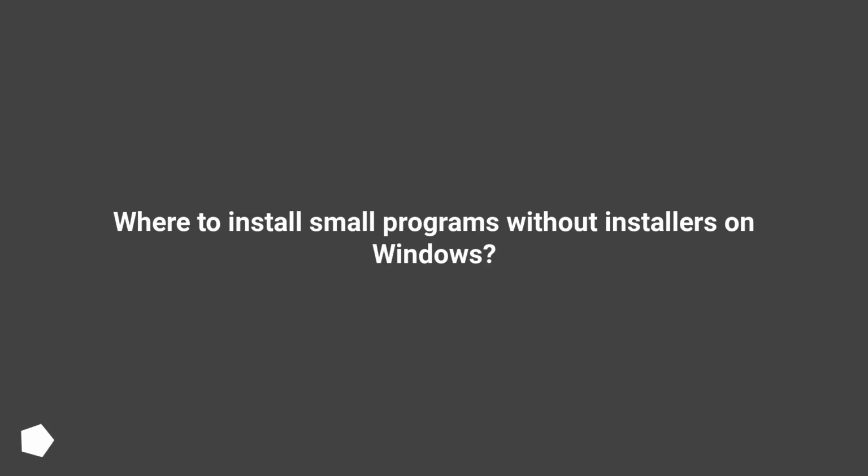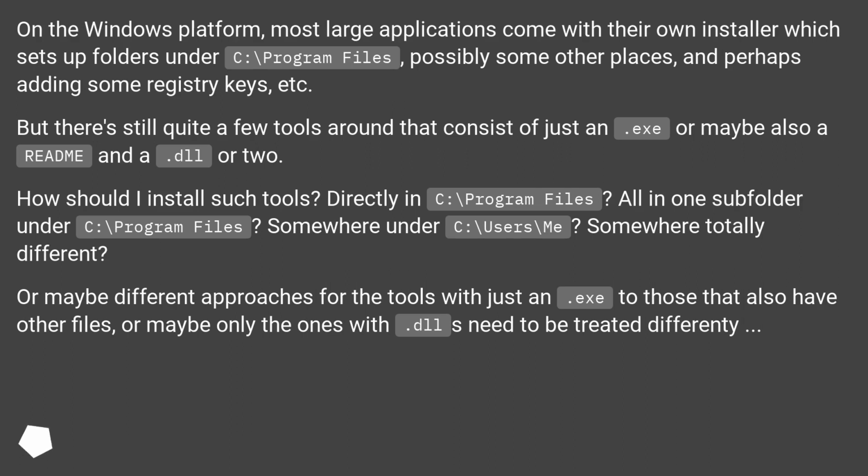Where to install small programs without installers on Windows. On the Windows platform, most large applications come with their own installer which sets up folders under /program files, possibly some other places, and perhaps adding some registry keys, etc. But there's still quite a few tools around that consist of just an .exe, or maybe also a readme and a .dll or two. How should I install such tools?